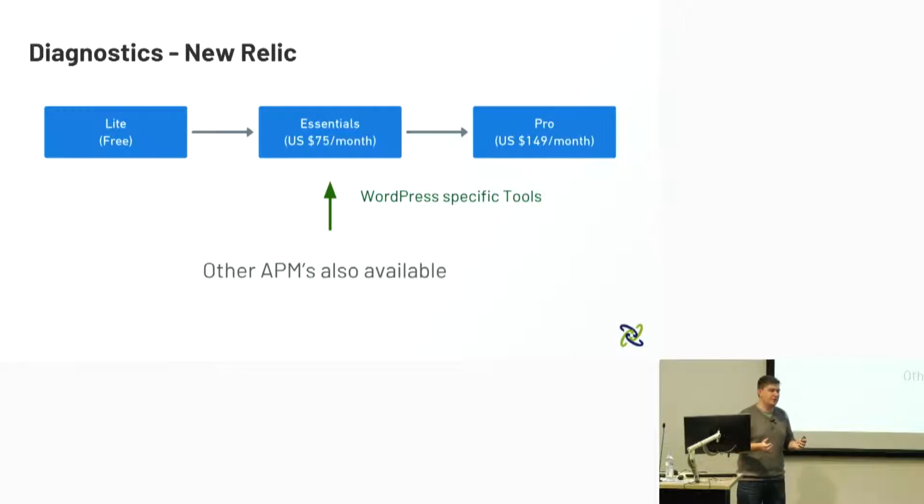They've got a Lite version that they don't tell you about. They have an Essentials version which has a number of WordPress features built in, and they have a Pro version that's more advanced functionality again. There are other APMs available. So if you're looking for this functionality and this isn't in your price range, make sure you have a look to see what's available out there.